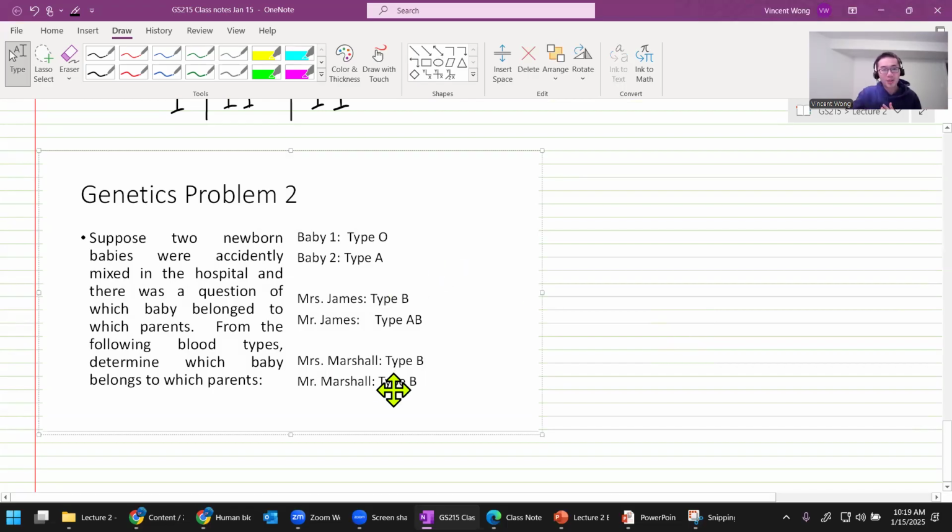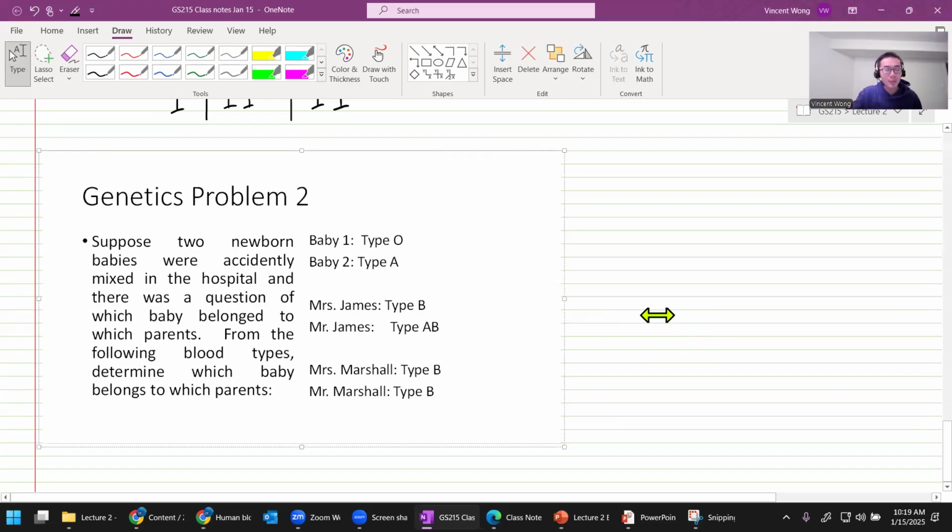So here in this question, there's a mix-up of babies at the hospital, and we're trying to figure out which baby belongs to which parent. Okay. Now this is just for fun, okay? Like if there is an actual mix-up at the hospital and they realize it, they are not going to be using blood type to figure out who the parents are. What technique do we use if we try to figure out the identity of the babies? That's right, DNA fingerprinting. We learned that last semester, right? Okay, so that's what they're going to do. But this is just like an intellectual exercise.